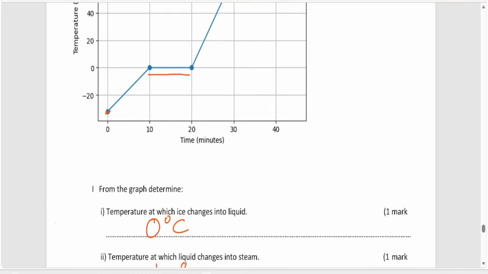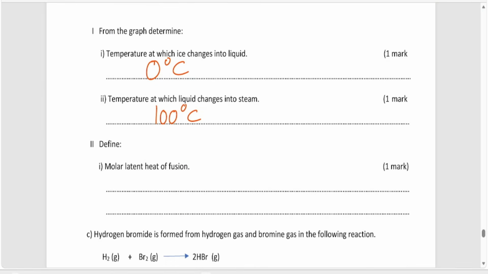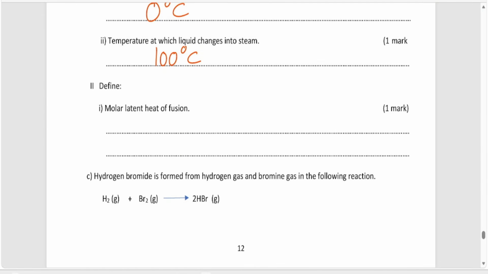The next question: determine the molar latent heat of fusion. When a substance is converted from a solid state to a liquid state at its melting point, the energy that is released there we call latent heat of fusion. Because it's now molar, we are going to talk of 1 mole of a substance.